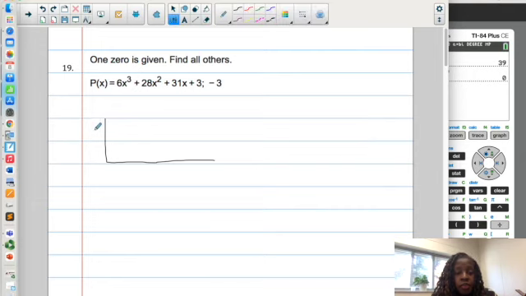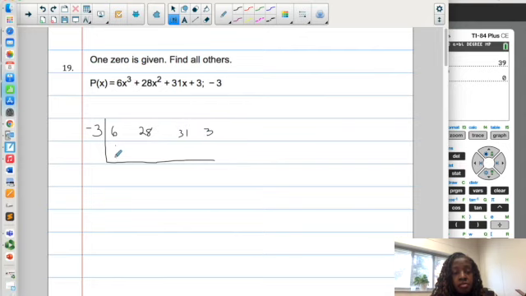Now outside here, we've got a -3, because that is the zero that they gave us. And we've got these coefficients, and none of them are missing. How wonderful. There may be some missing in Pearson when we're doing our exam, so be mindful that this should be written in descending order, 3, 2, 1, 0, or no variable. And if there's any missing, you put a 0 as a placeholder. So 6, 28, 31, and 30.